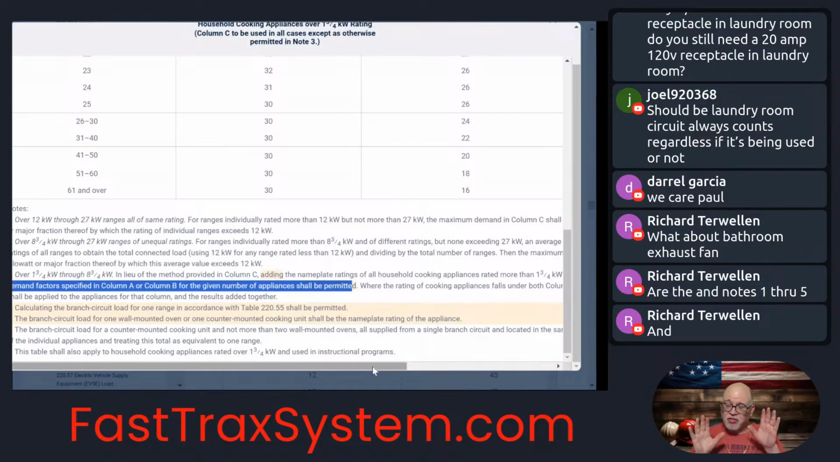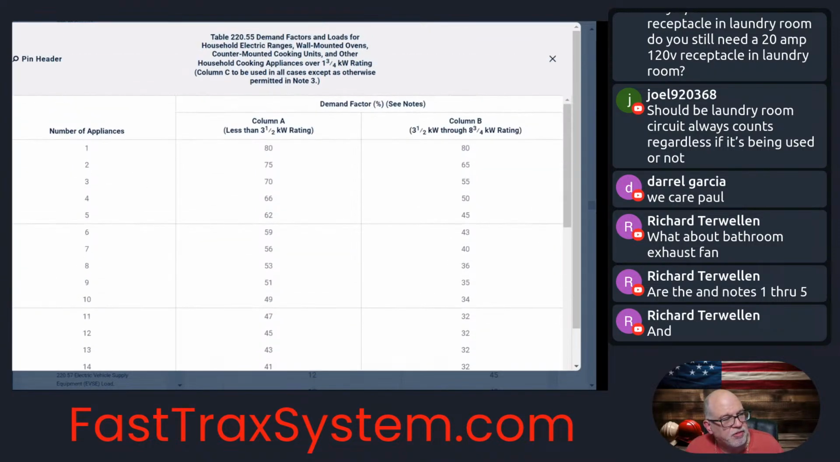Now, by chance you had a load calculation where one of the appliances fell under column A and one happened to fall under column B, then you would take the one appliance and apply the percentage to that one appliance, and you take the other appliance that falls under B and apply the percentage for one appliance to it, and then you add the two together. But since both of ours fall under column B, we can add both of them together and treat them as two appliances, and we get to apply a 65% demand factor, right?